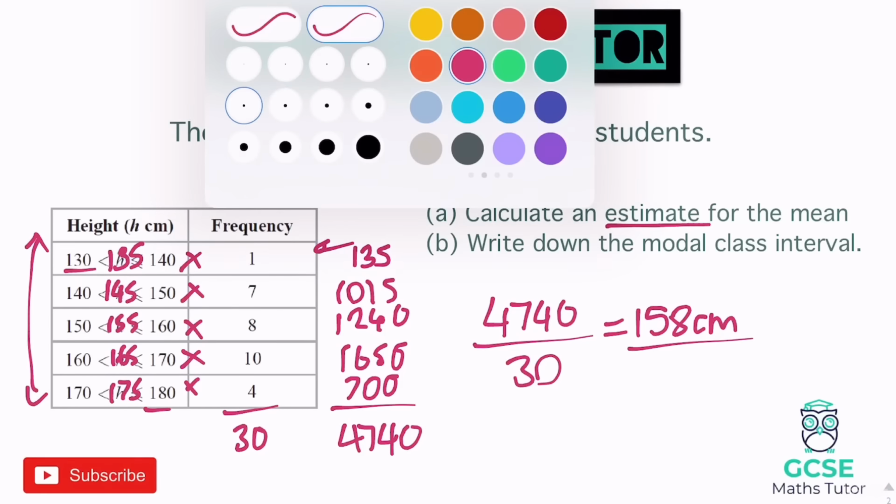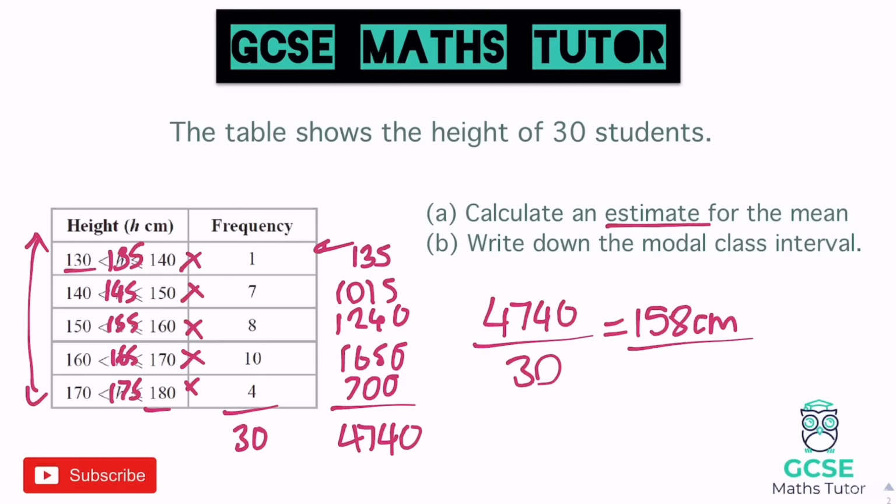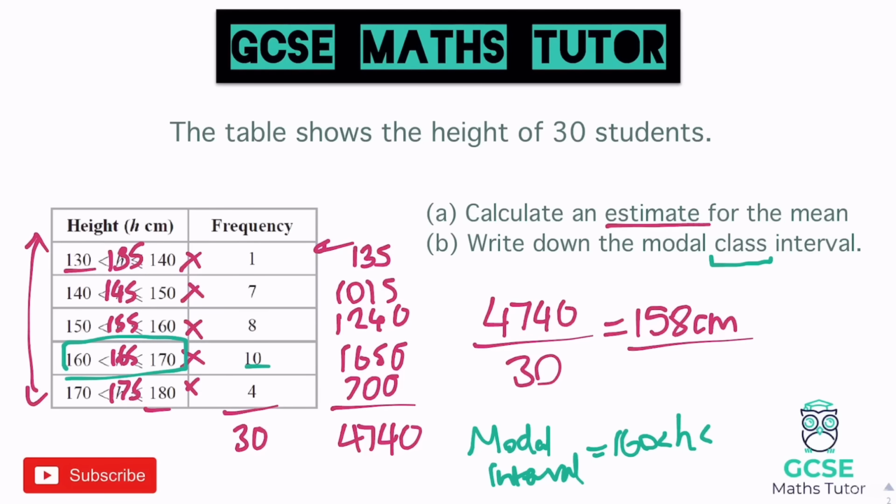Now the next bit says write down the modal class interval. Now the word class just means group, so it's the modal group, which group is the most common, and that's here with these 10 people. So all I have to do is, and I've written over the top of it now, but all I have to do is write this group down here. So the modal interval, okay, is that exact thing there, and I just write it down word for word, 160 to, what was in the middle, h in this instance, to 170. And that would be my modal class interval just there.